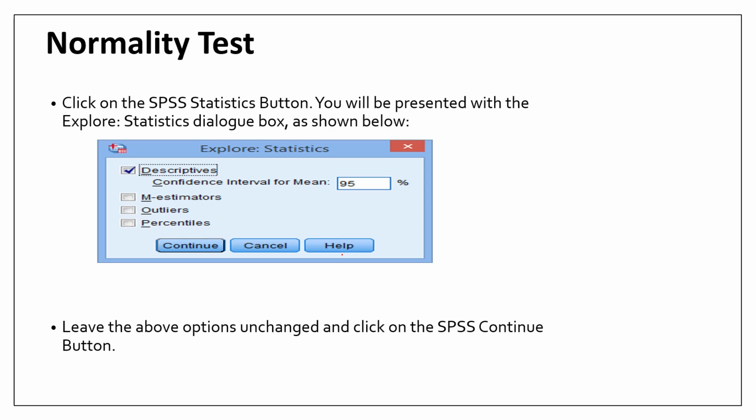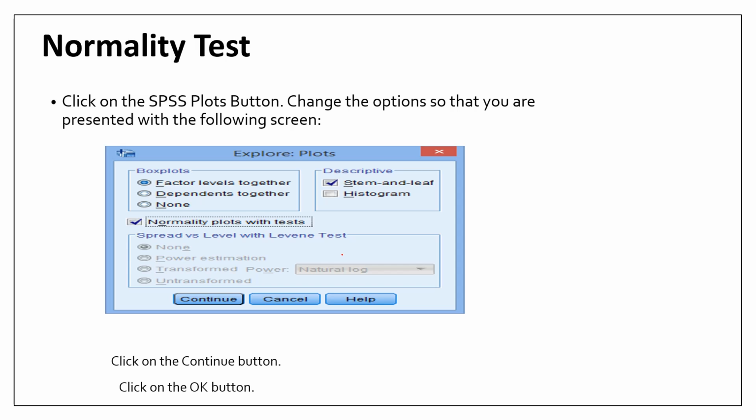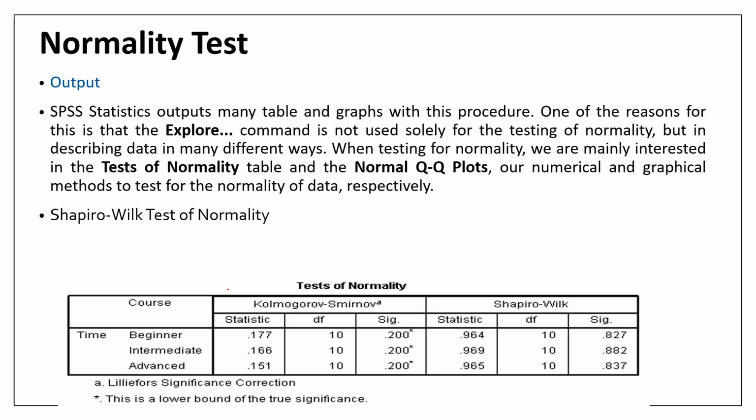After this, we click on Explore statistics. Descriptive at 95% is there; normally we take the 95% confidence level. Then go to the Explore plot, and here you can check stem and leaf or histogram, which is better, and don't forget to click on normality plot. Then click continue. You will find one descriptive table and the test of normality table, with Kolmogorov and Shapiro-Wilk. We are going to take the Shapiro-Wilk table. If this significance level is above 0.05, it means my data is normally distributed.